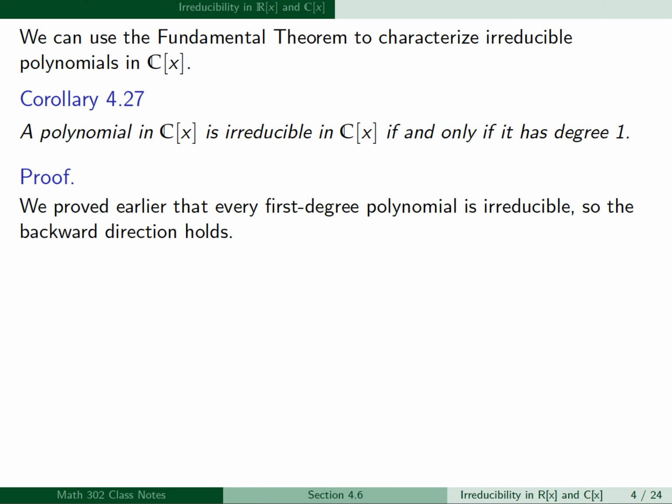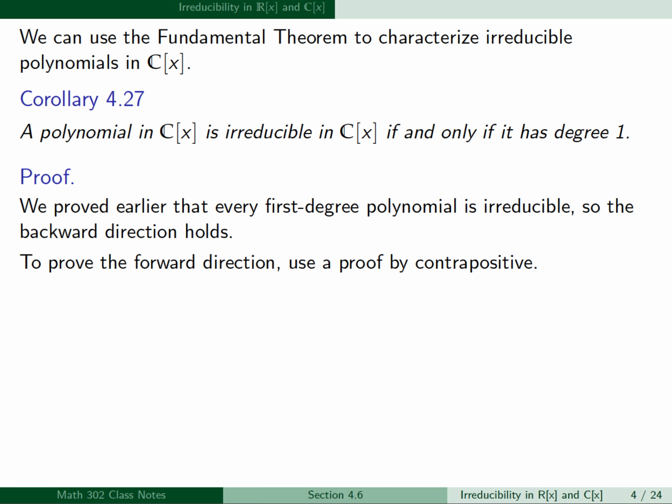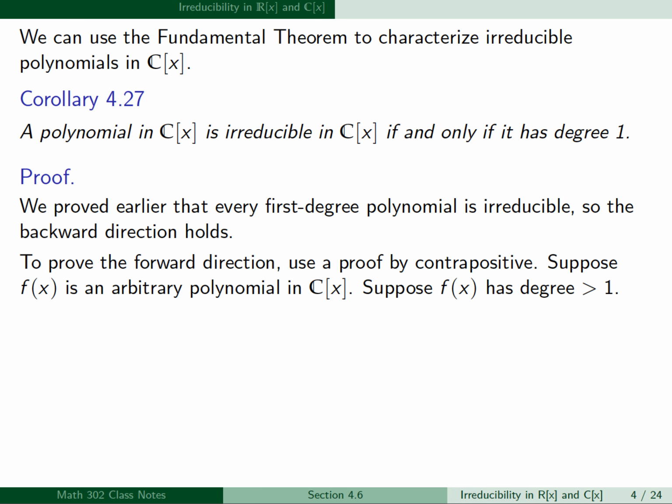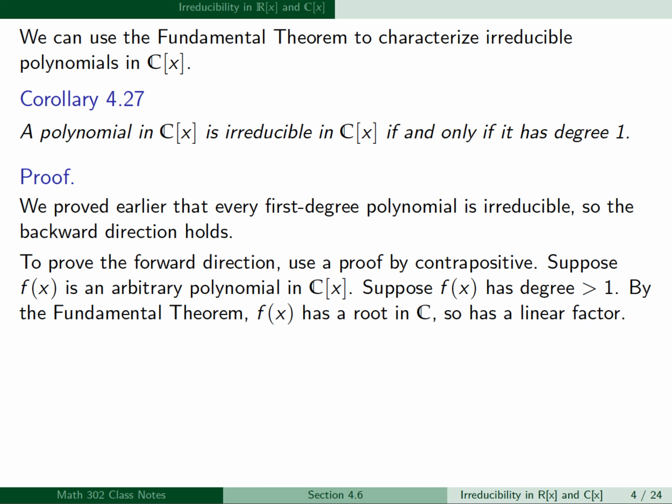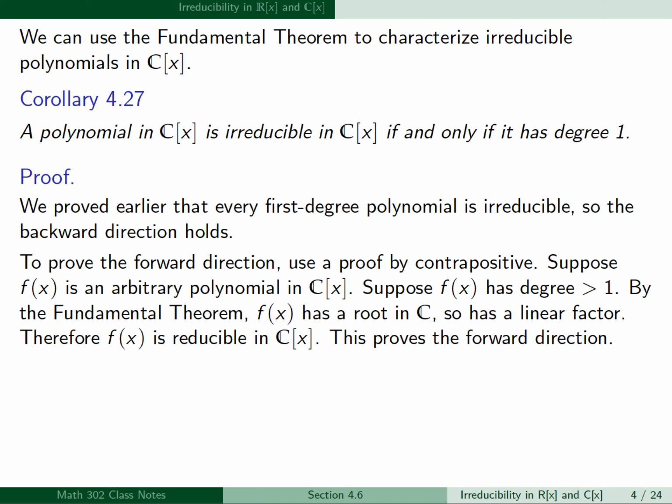To prove this, first note that we proved earlier that every first-degree polynomial is irreducible over any field, so the backward direction holds. To prove the forward direction, we'll use a proof by contrapositive. So suppose f(x) is an arbitrary polynomial in C[x], and suppose f(x) does not have degree 1, so has degree greater than 1. By the fundamental theorem, f(x) has a root in C, so has a linear factor, and therefore f(x) is reducible in C[x]. And this proves the contrapositive statement, so proves the forward direction.